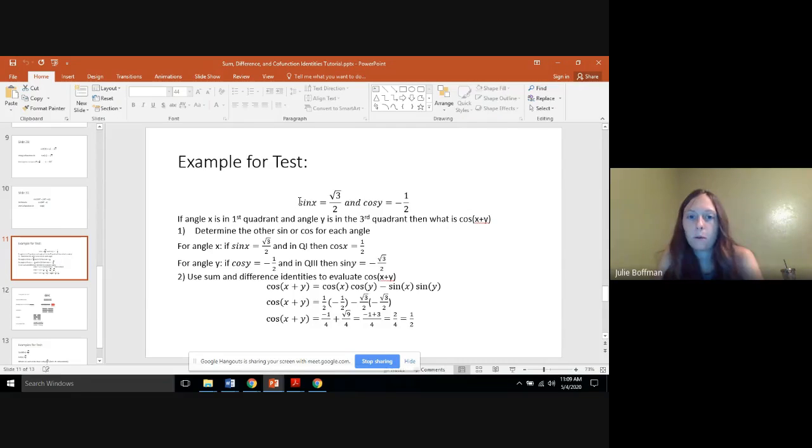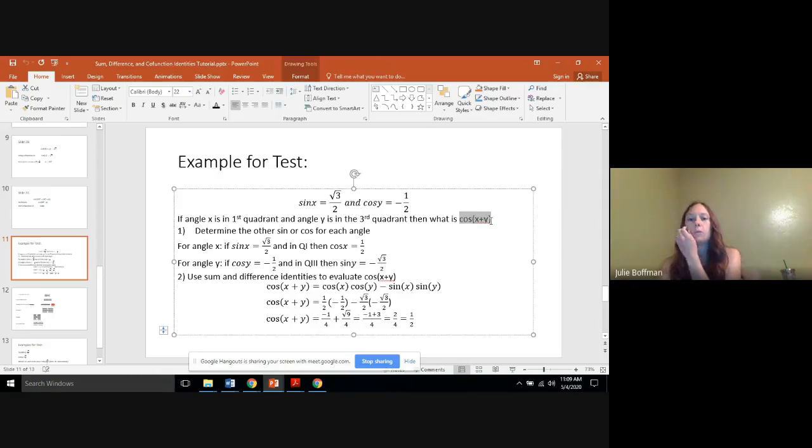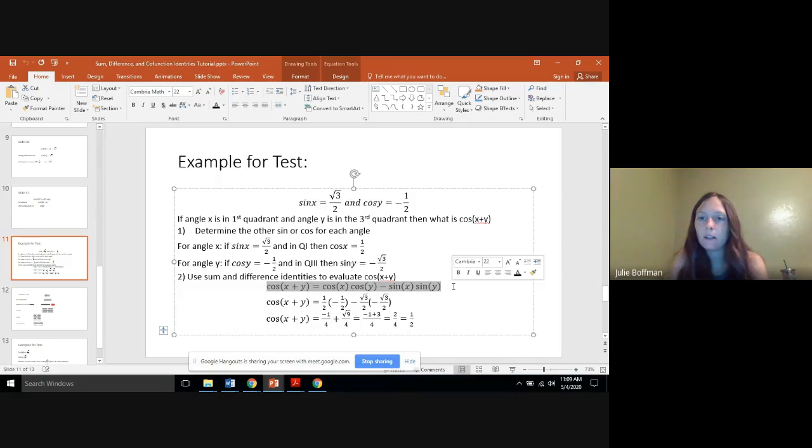So the first example I wanted to give you was a question where they give you sine of x and they give you cosine y. And then they also tell you angle x is in the first quadrant and angle y is in the third quadrant. What's cosine of x plus y? So we know we're going to be using our sum identity to find cosine of x plus y. So if you skip down here, I set up my sum identity for cosine. Hopefully we're all good there by now. Just instead of a and b, it's just x and y.